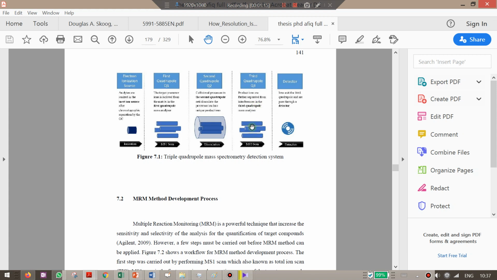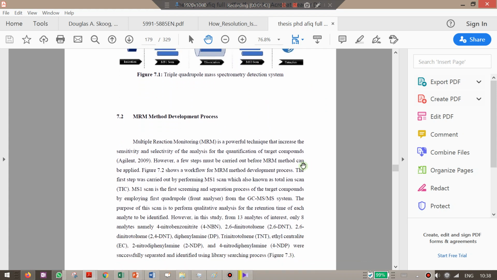Then we have the third quadrupole here, to further separate your ions. That's why sometimes we hear tandem mass spectrometry called the triple quadrupole, or double MS. If it's called a triple quadrupole, it means the collision cell is also in quadrupole form. Then it reaches our detector.